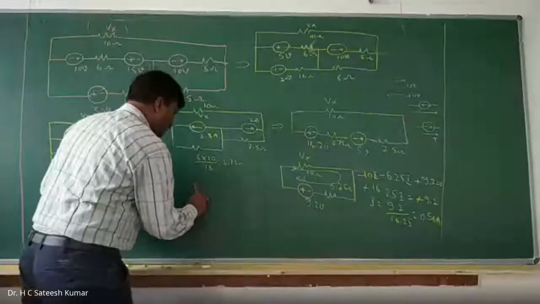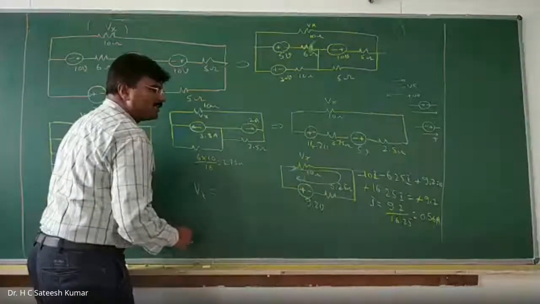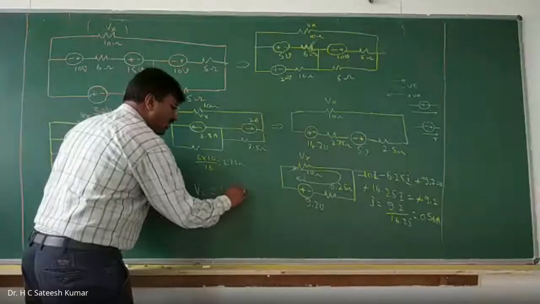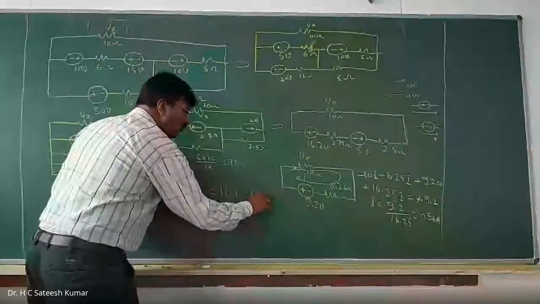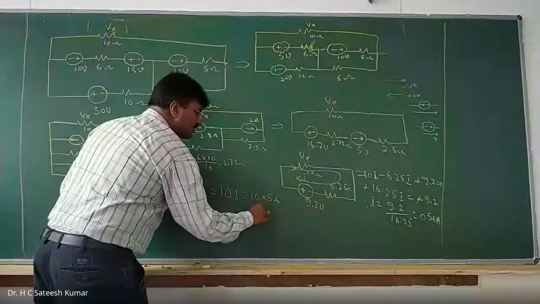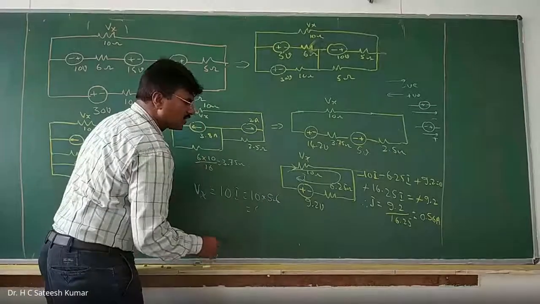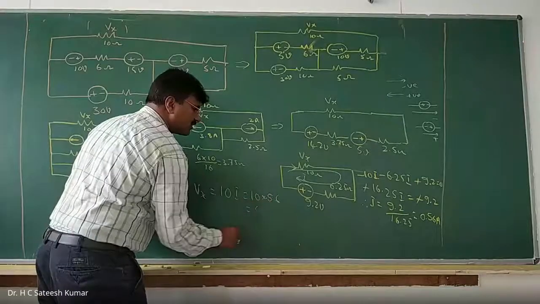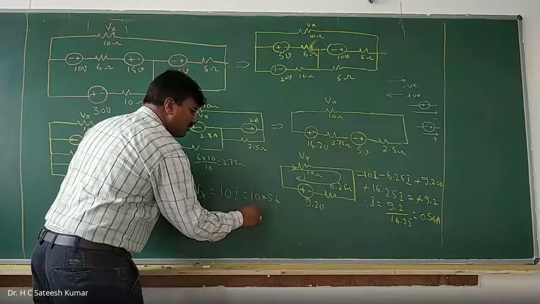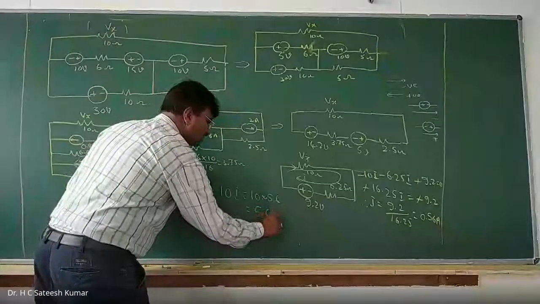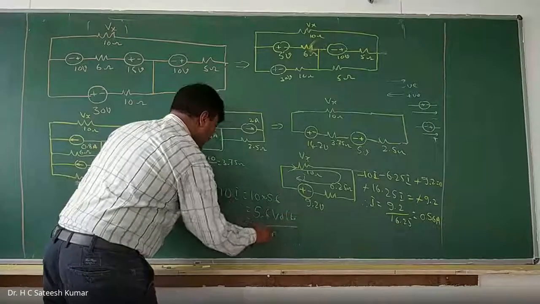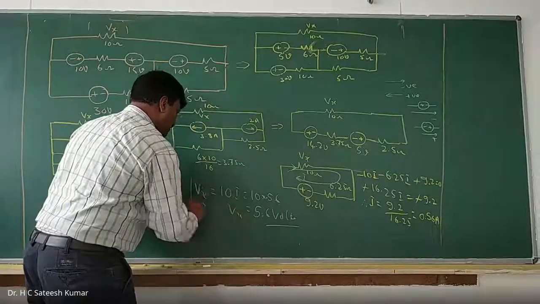Vx is equal to I into R, which is 10 into I, which is equal to 10 into 0.56. 0.56 into 10, what will you get? 5.6 volts is the answer. Vx. That's how we should do it.